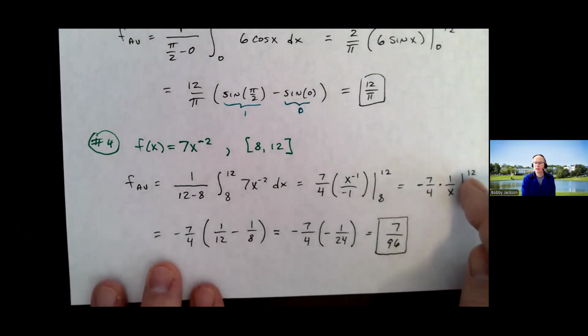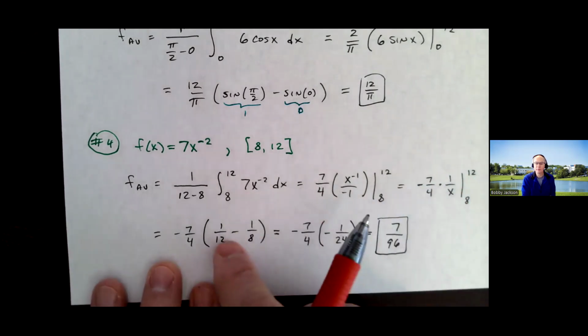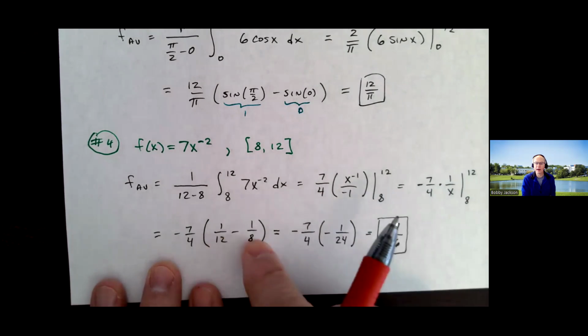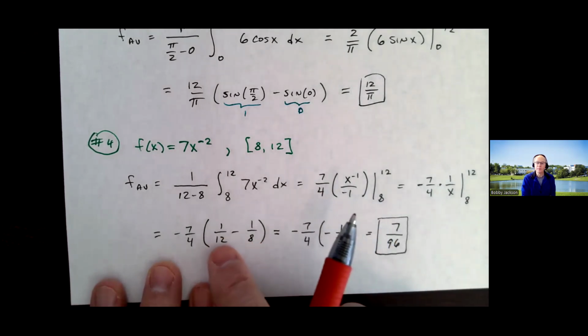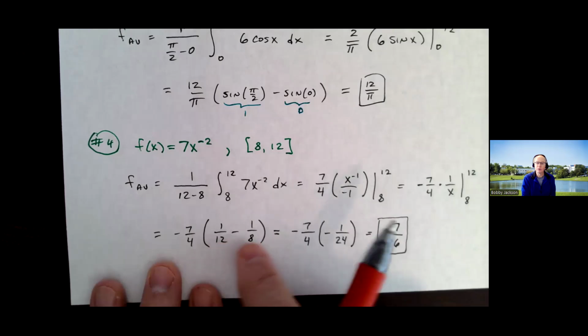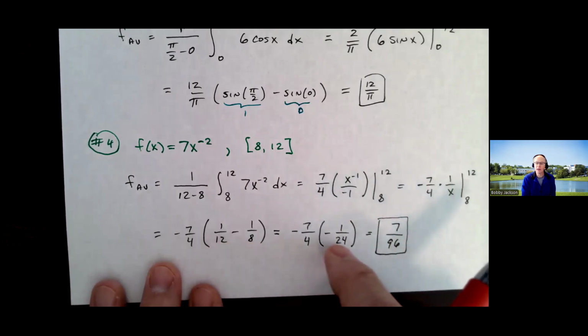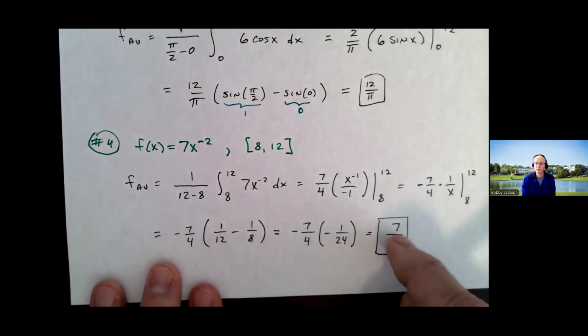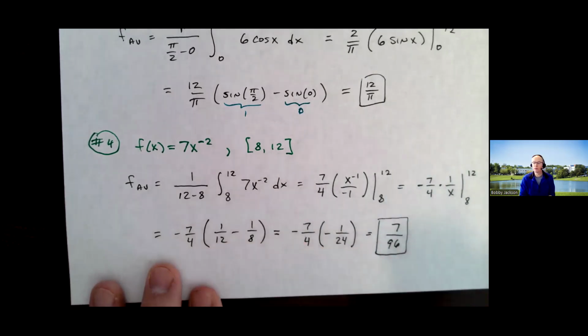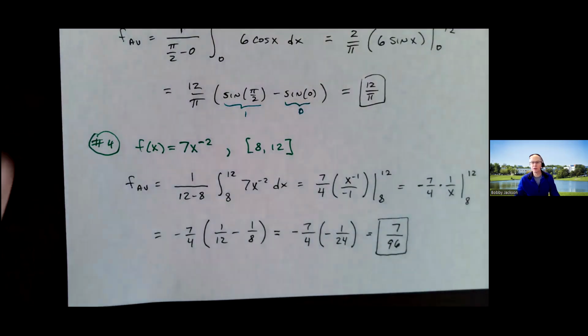So I'm going to evaluate 1 over x at 12 and at 8 and subtract: 1/12 minus 1/8. Our LCD is 24 there, right? So I get 2/24ths minus 3/24ths. That gives me negative 1/24th. So multiplying that by negative 7/4, of course, negative times negative gives me positive. 4 times 24 is 96, and there's our result.